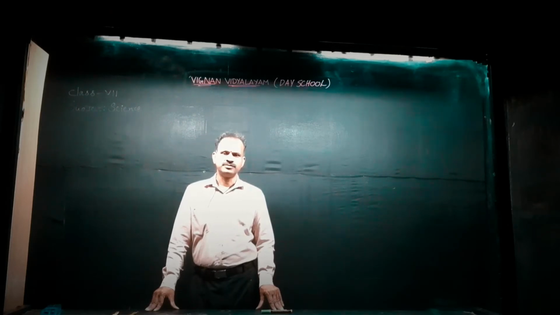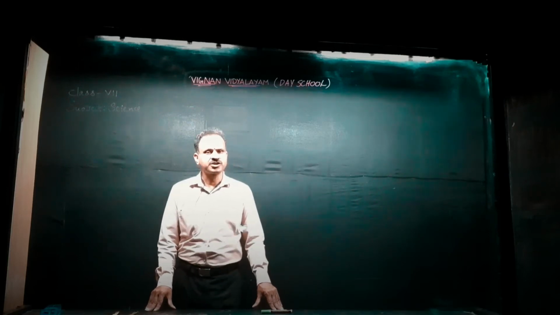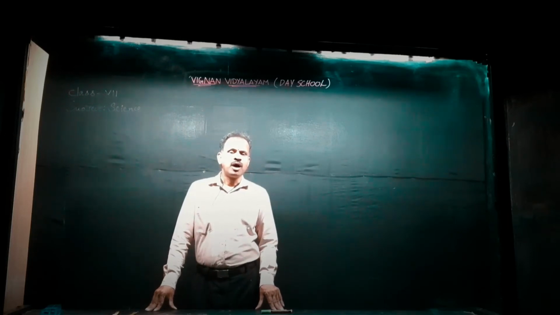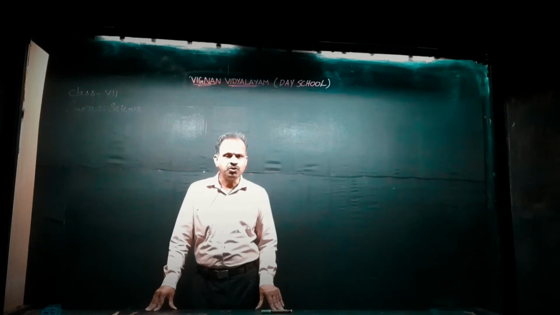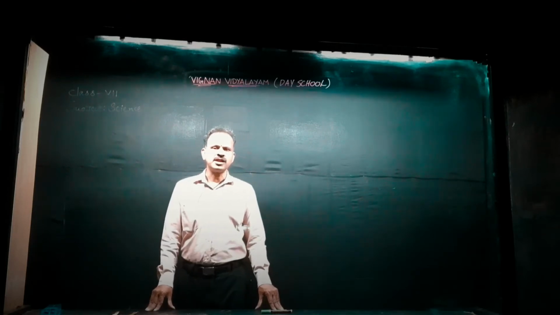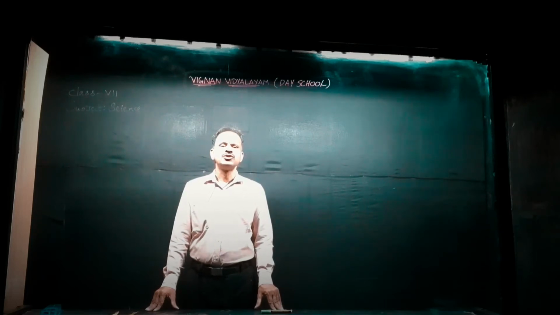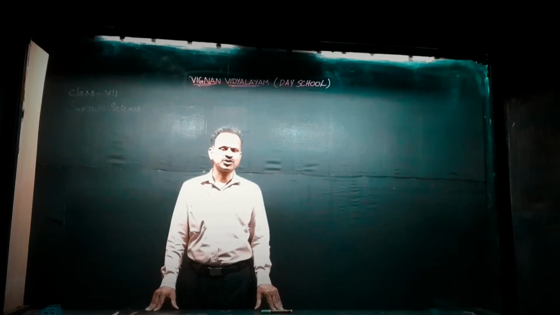Example, nutrition, excretion, respiration, reproduction. But to do all these activities, the cell requires energy. From where does this energy come? Children, the cell gets energy from food. That means food has stored energy.